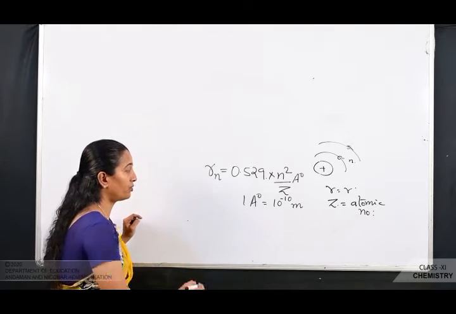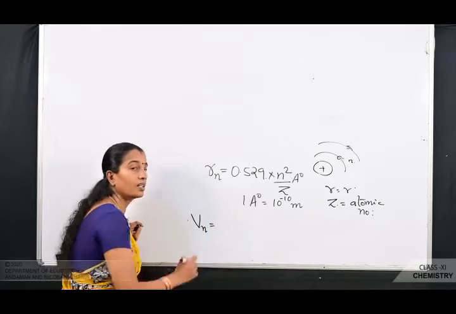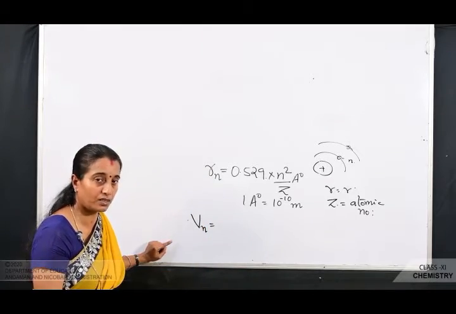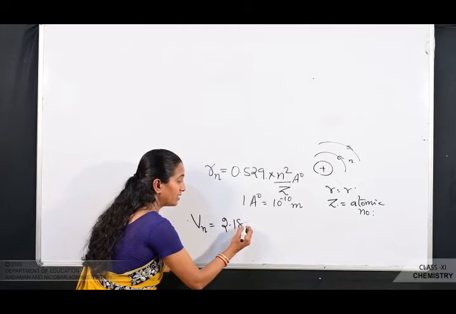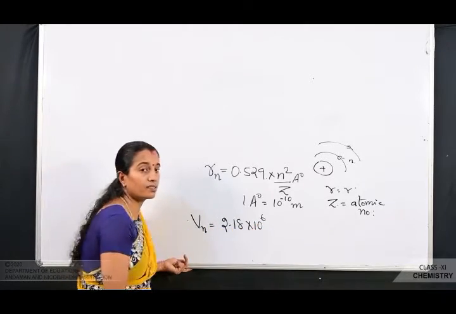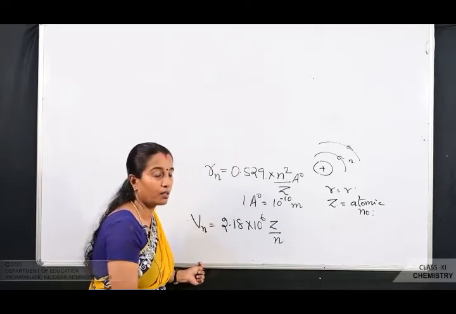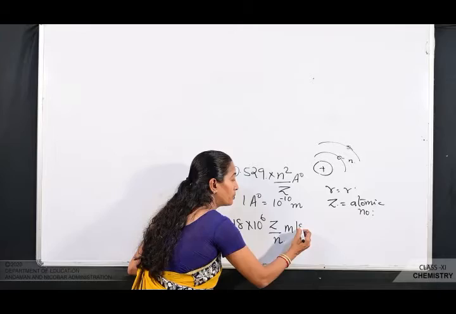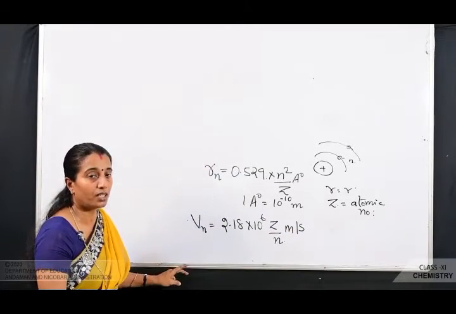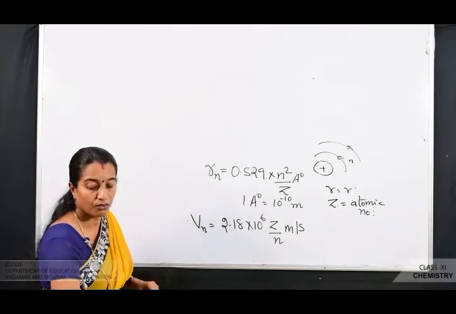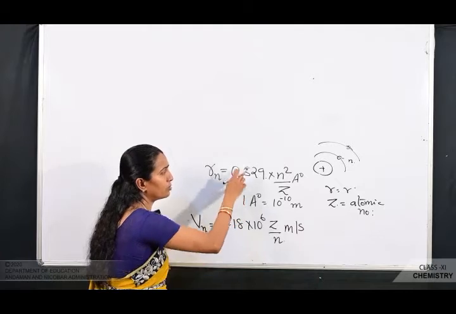Now, let us see the velocity of hydrogen or one-electron species. It can be calculated using the formula 2.18 into 10 to the power 6 into z by n. The velocity unit, we know, is meter per second. This is the way to find out the radius as well as the velocity. Using these formulas you can compute.